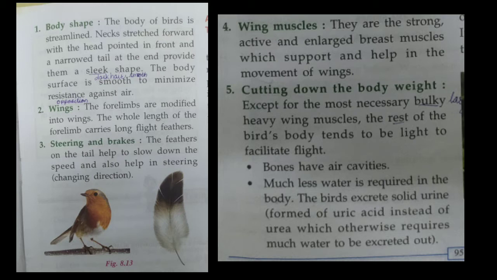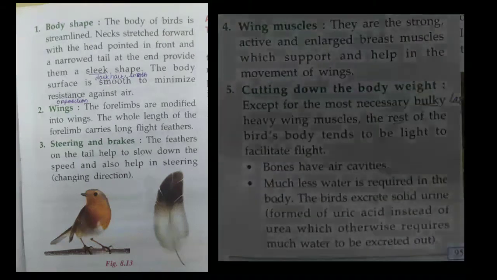The last feature in the bird is cutting down body weight. Except for the necessary bulky, heavy wing muscle, the rest of the bird's body is light, along with delicate feathers, which gives it the facility to fly easily with high speed in the sky.